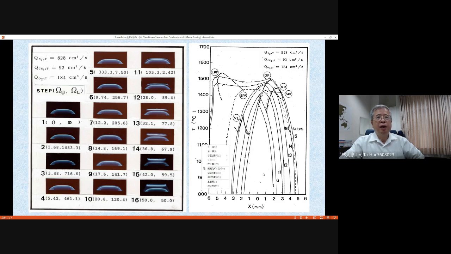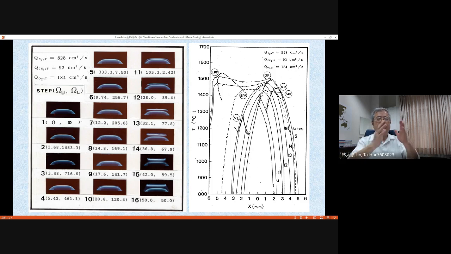Here you can see the original, the step one. This is for the step one. This is the typical temperature profile for a diffusion flame, right? The maximum temperature exists at this point, which is actually a small one. Okay, now you change stepwise, step 6, 11, 12, 13, 14, 15, up to 16. Then the temperature profile actually changes.